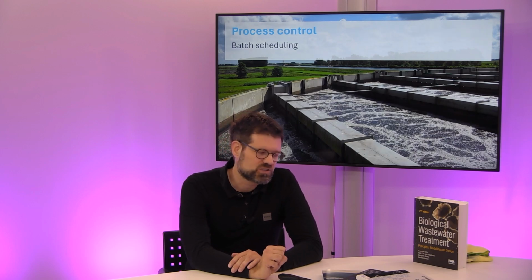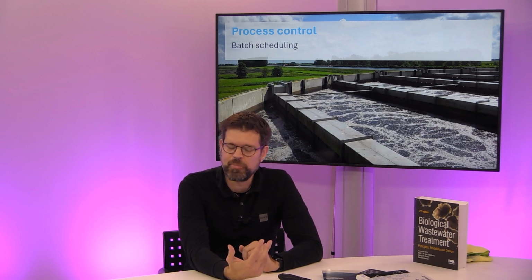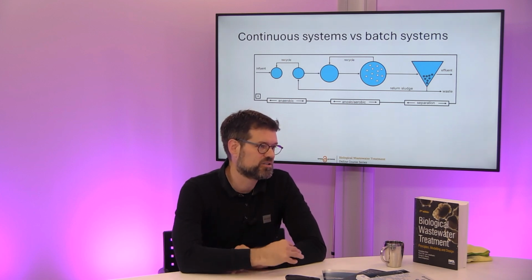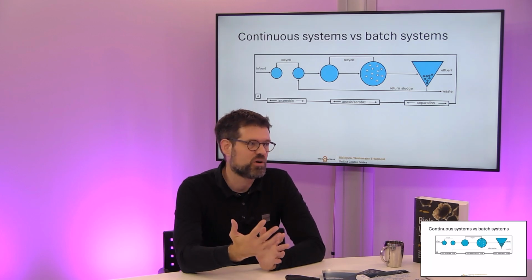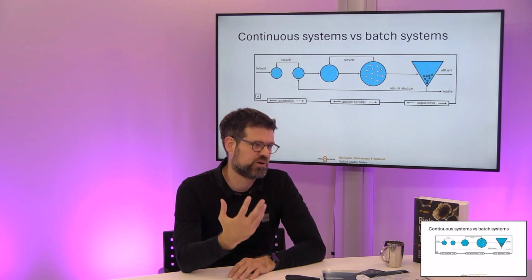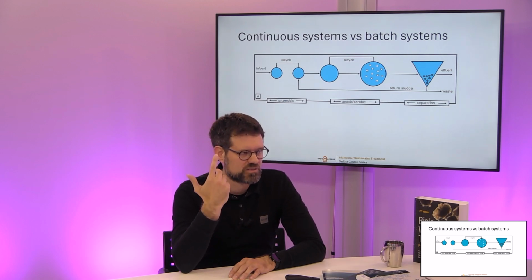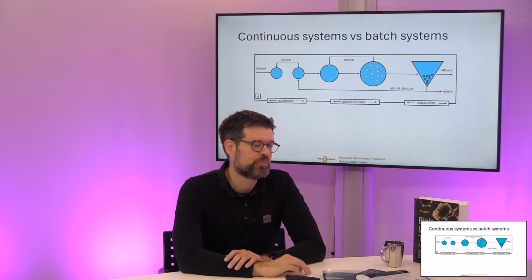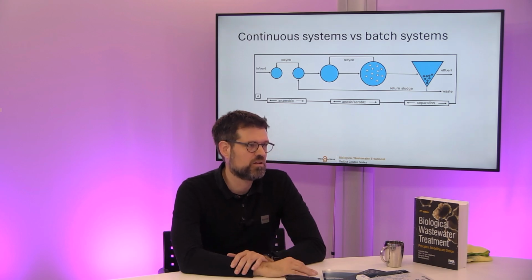Because the current aerobic granular sludge technology is a batch process, we have to think about how to schedule the batch reactors. If we talk about the current aerobic granular sludge technology, the Nereda process, which I'm working on a lot, it's a batch process. And because it's a batch process, you need to think about batch scheduling. I think it's good to think about the differences between a continuous system and a batch process, because most people are well acquainted with continuous processes.